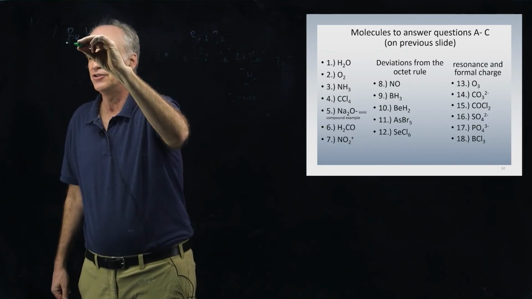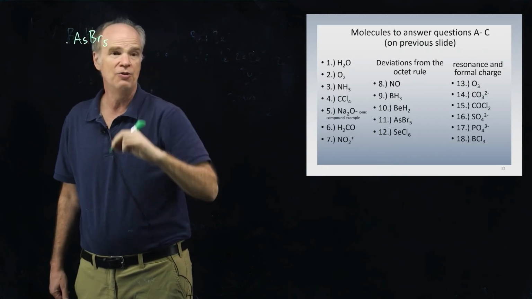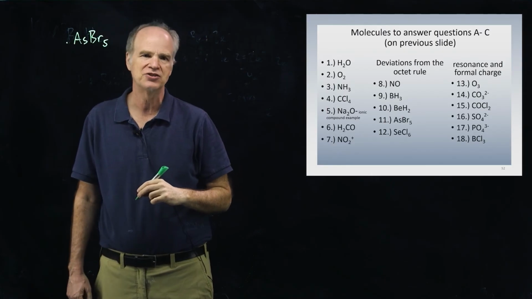And this is a nasty one. So this is arsenic pentabromide. Don't want to breathe that in. That would most certainly kill you. Okay. So what is the valence electron count for this molecule?